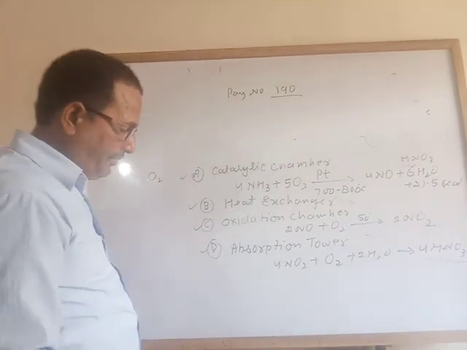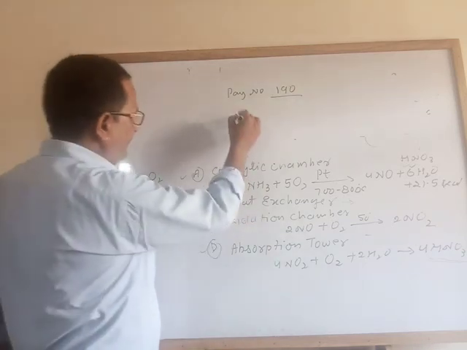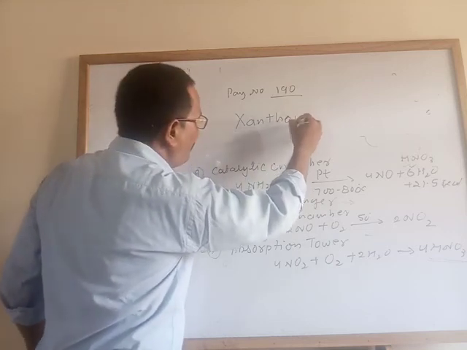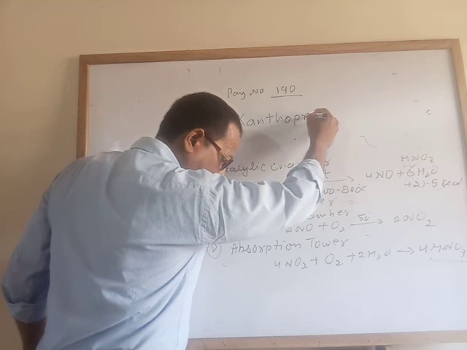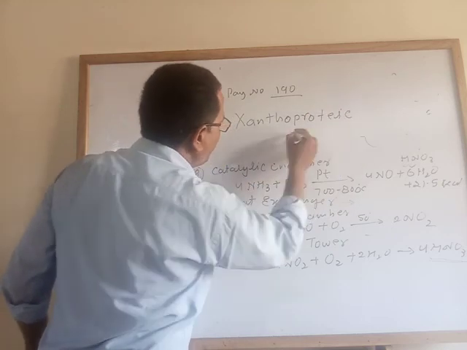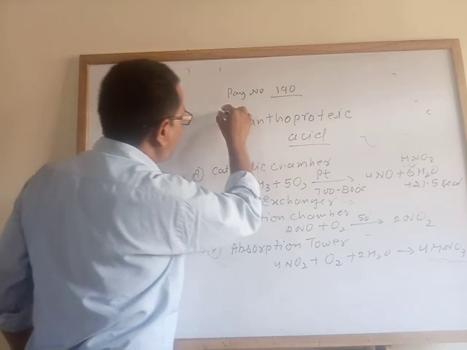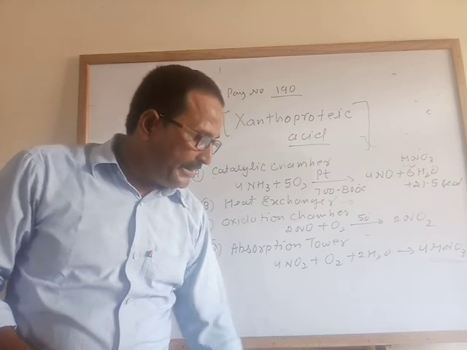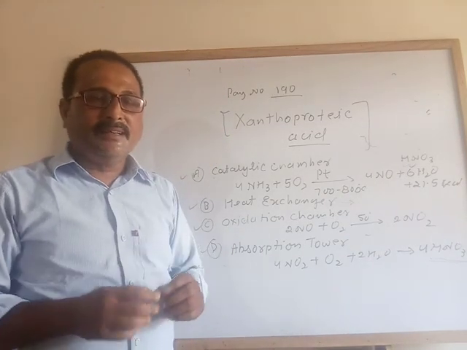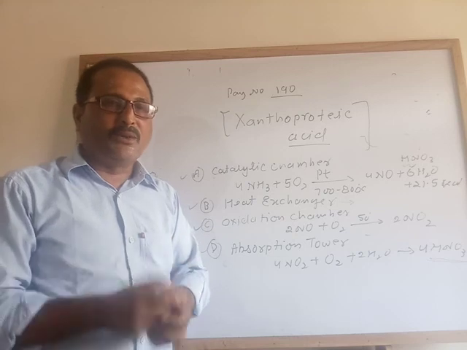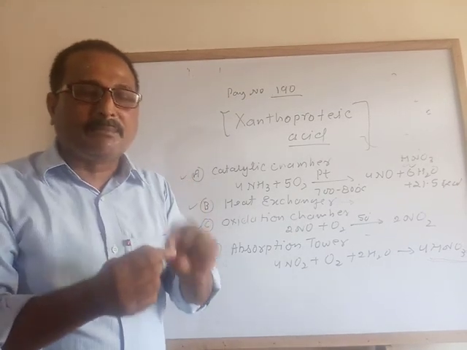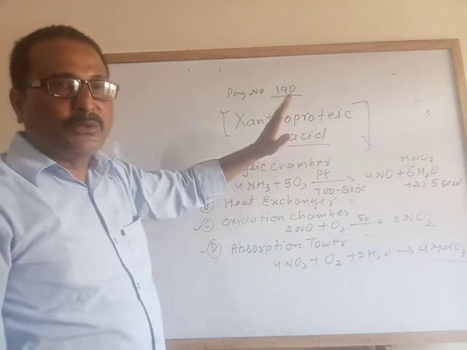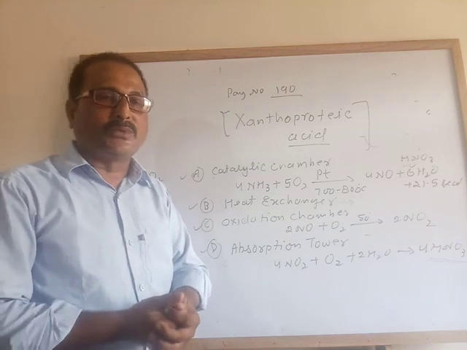Okay, xanthoproteic acid. The question is: why, when nitric acid falls on our skin, does the color change into yellowish color? Because nitric acid reacts with the protein present in our skin and forms xanthoproteic acid. Due to that, the color of the skin changes into yellowish.